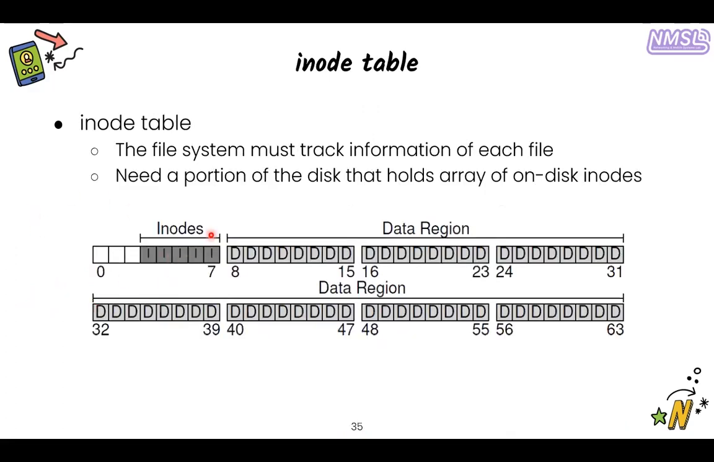Now, for the first 8, we're going to need some information about the file system. And first of all, we need an inode table because we need information of all the files in the system. So we need a portion of the disk that holds the array of on-disk inodes, and we're going to use about 5 blocks for that.